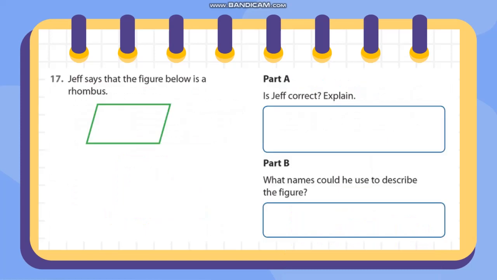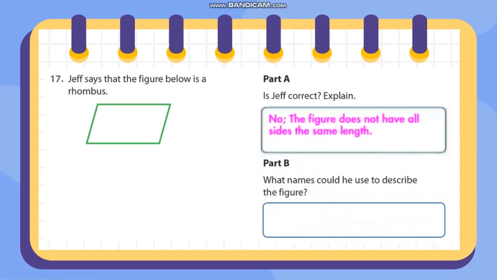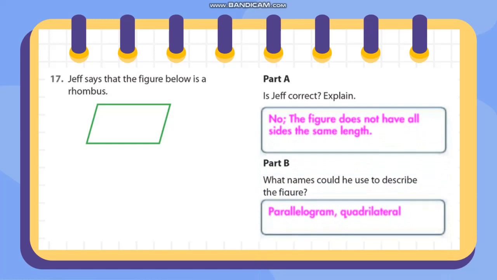Jeff says the figure below is a rhombus. Is Jeff correct? Explain. The answer is no, because the figure does not have all sides the same length. So that is not a rhombus. That is what we call a parallelogram and quadrilateral.